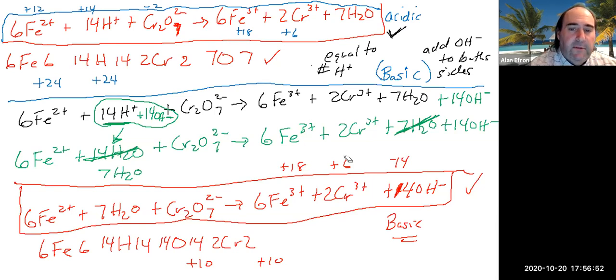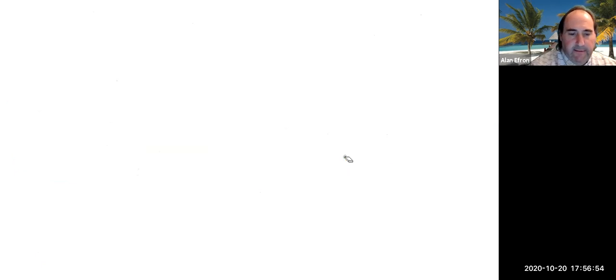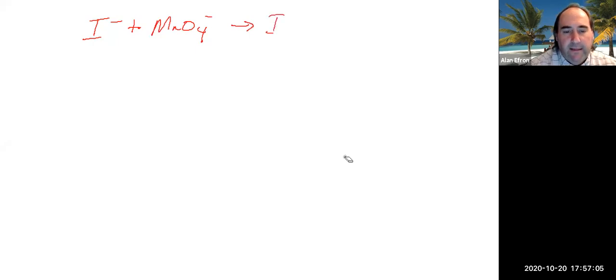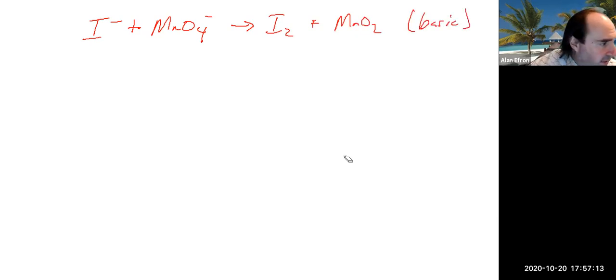All right, so why don't you try one here to make sure. Let's say we had I minus plus MnO4 minus goes to, we'll go with I2 and MnO2, and let's do this in basic conditions. All right, so take a few minutes here and see what you come up with.